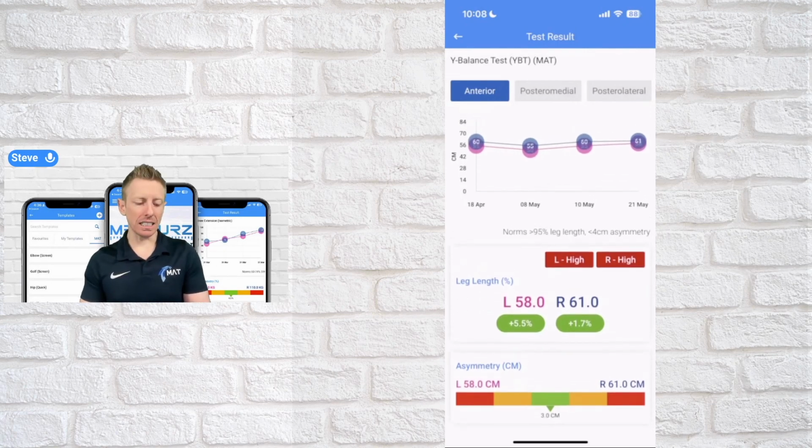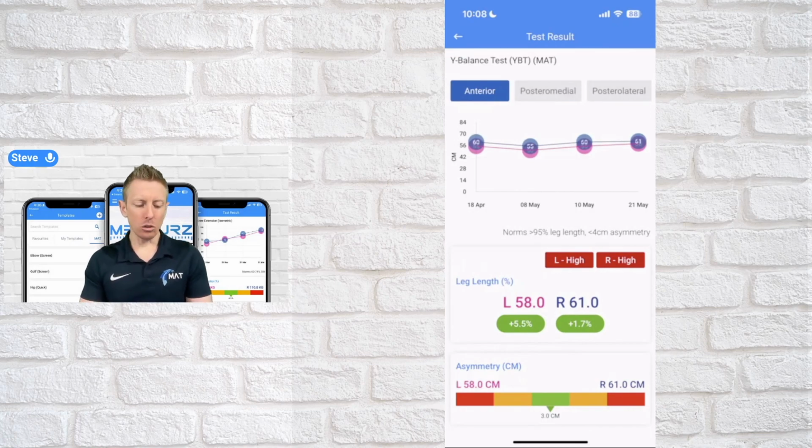You'll then see there's a percentage of leg length box. And this is why it's really important to set up your leg length percentage when you create a client, because this is going to be used to automatically calculate a percentage of the reach distance based on the leg length. And so you can see here the numbers as a percentage of leg length, so 58% and 61% there.